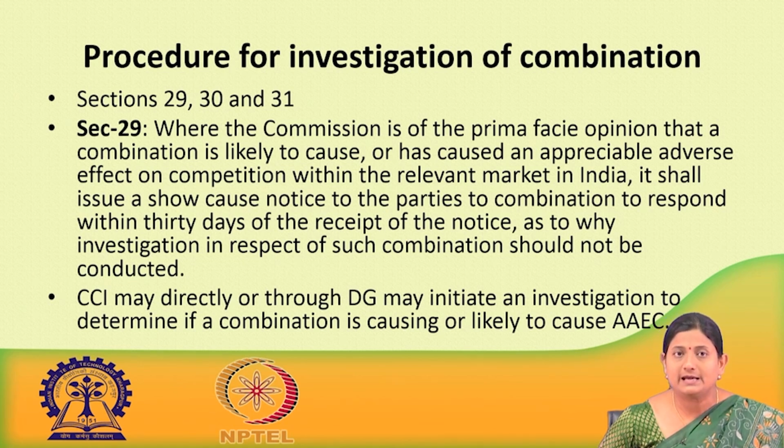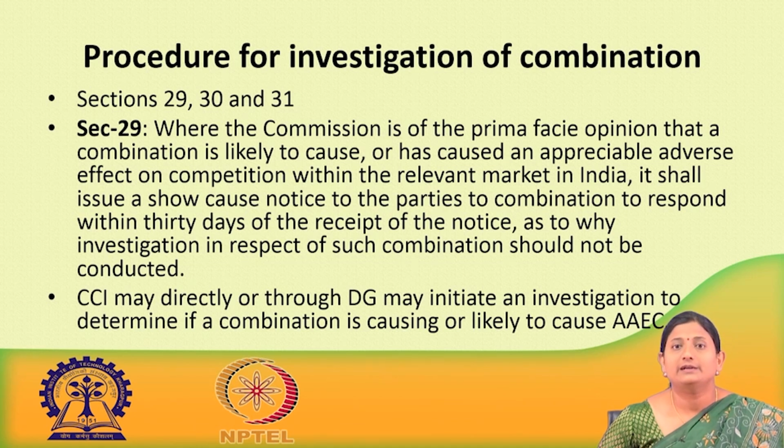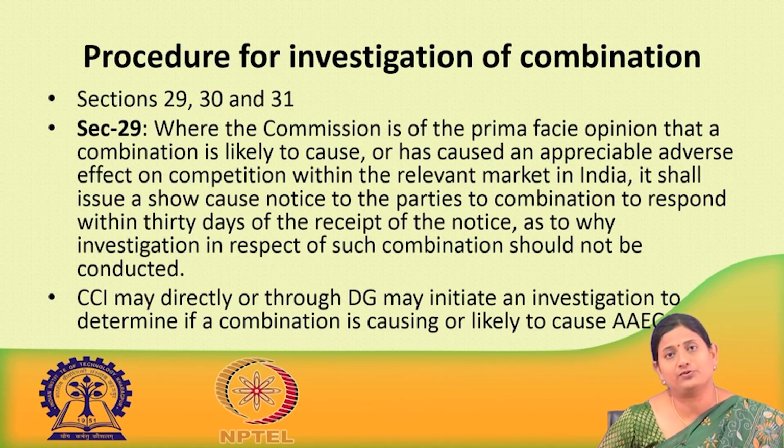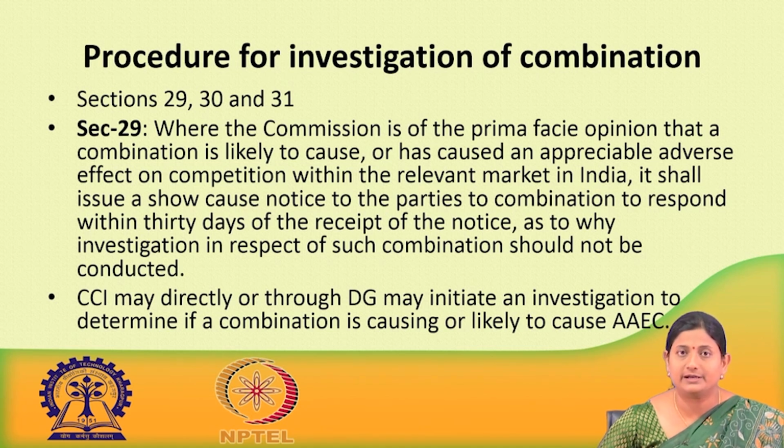Or the CCI may directly start the investigation, or it may tell the Director General to initiate an investigation to determine if the combination is causing any appreciable adverse effect, or has any chance of causing it. So it may cause or it is causing. These two things have to be considered carefully before a combination is named an anti-competitive combination. The initial steps are: first, a notice to the parties to the combination; second, the investigation is initiated directly by the CCI or with the help of the DG.